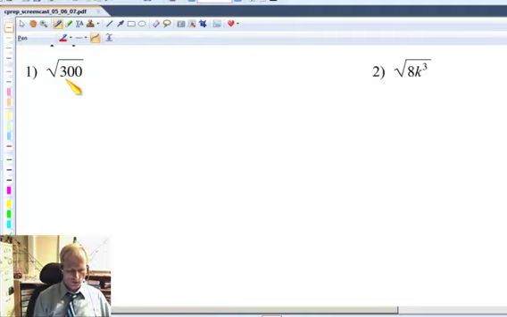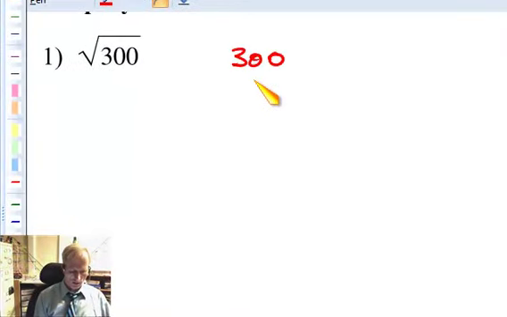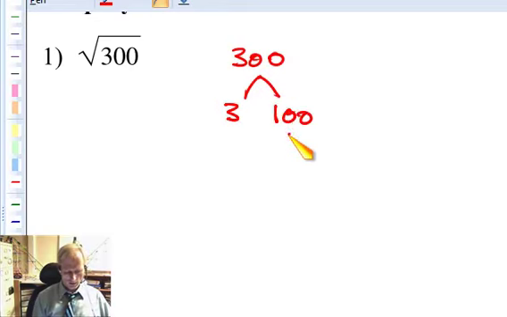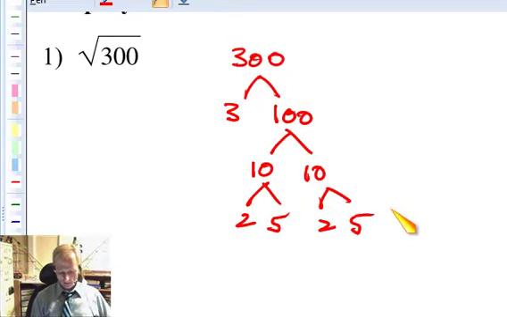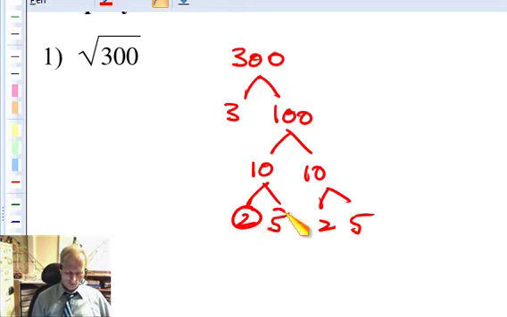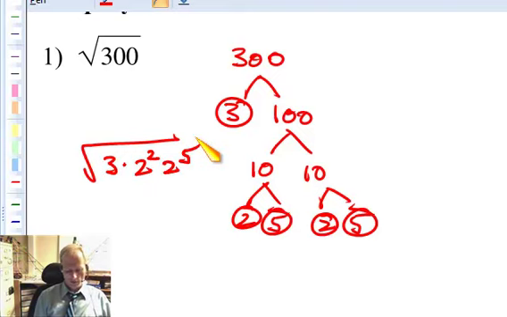In the first problem here we're asked to simplify the square root of 300. So I'm going to start by doing a factor tree of 300. And 300 is, let's see, it would be 3 times 100. 100 is 10 and 10, 2 and 5, and 10 is 2 and 5. Okay, so now I have 2 2's and 2 5's and a 3. So let me write 300 as a 3, 2 2's, and 2 5's.